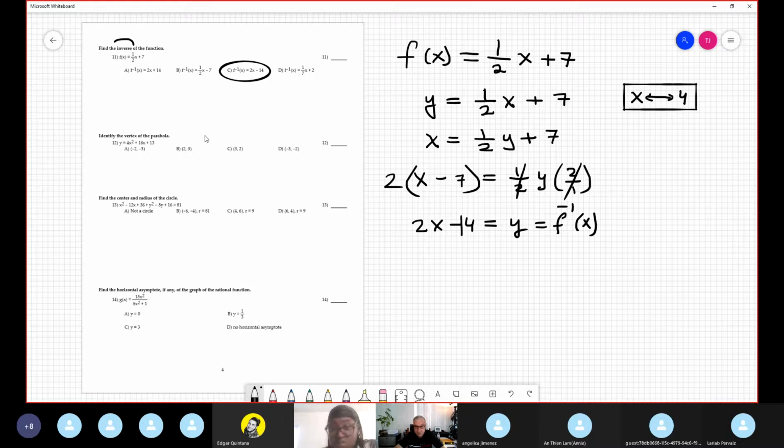Any question? Inverse function. This is the most important piece that you have to remember. Interchange x and y. Okay, super.